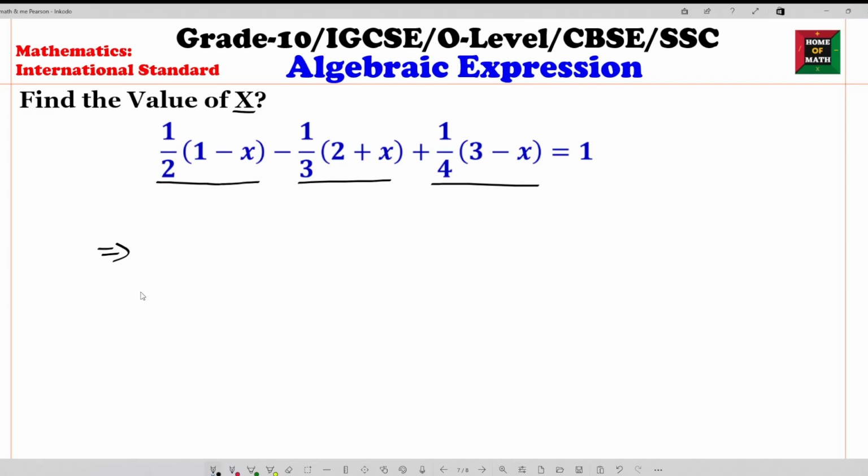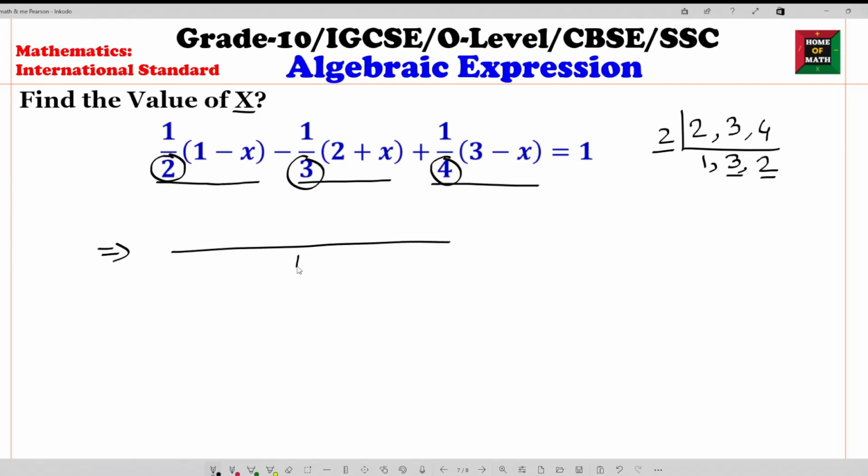So in this math we are going to find the LCD. Look, here is 2, here is 3 and here is 4. What is the LCM of these three numbers? 2, 3, 4. Once we divide by 2, here is 1, here is 3 and here is 2. In prime factors, 2 times 3 is 6, 6 times 2 is 12. So the LCM of 2, 3, 4 is 12.